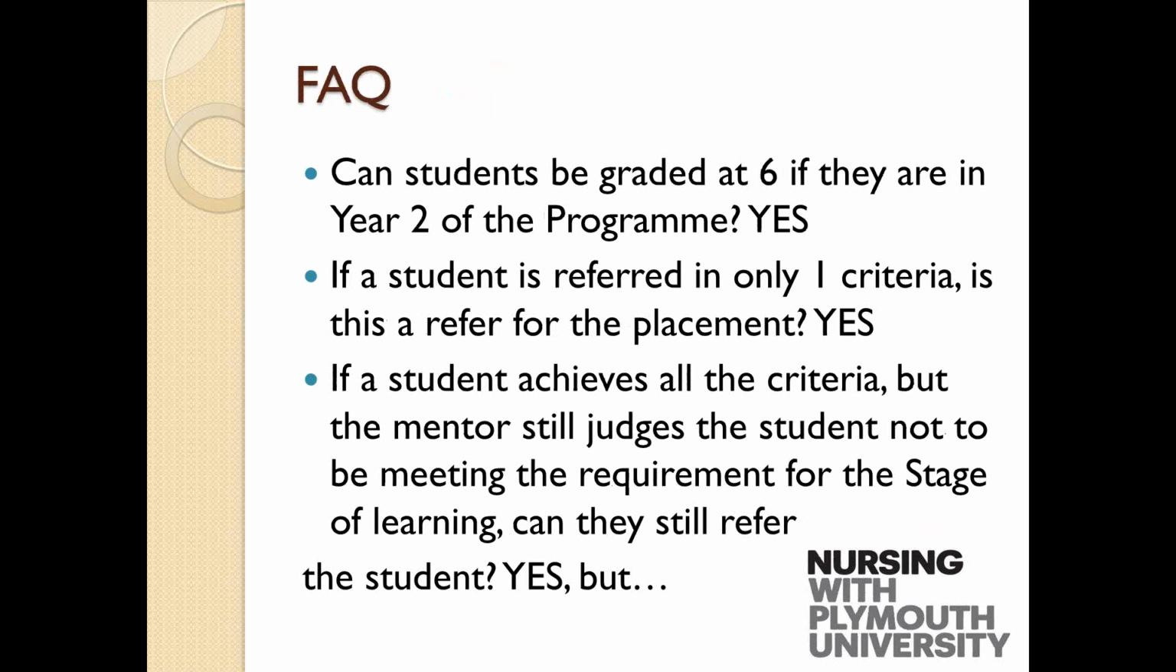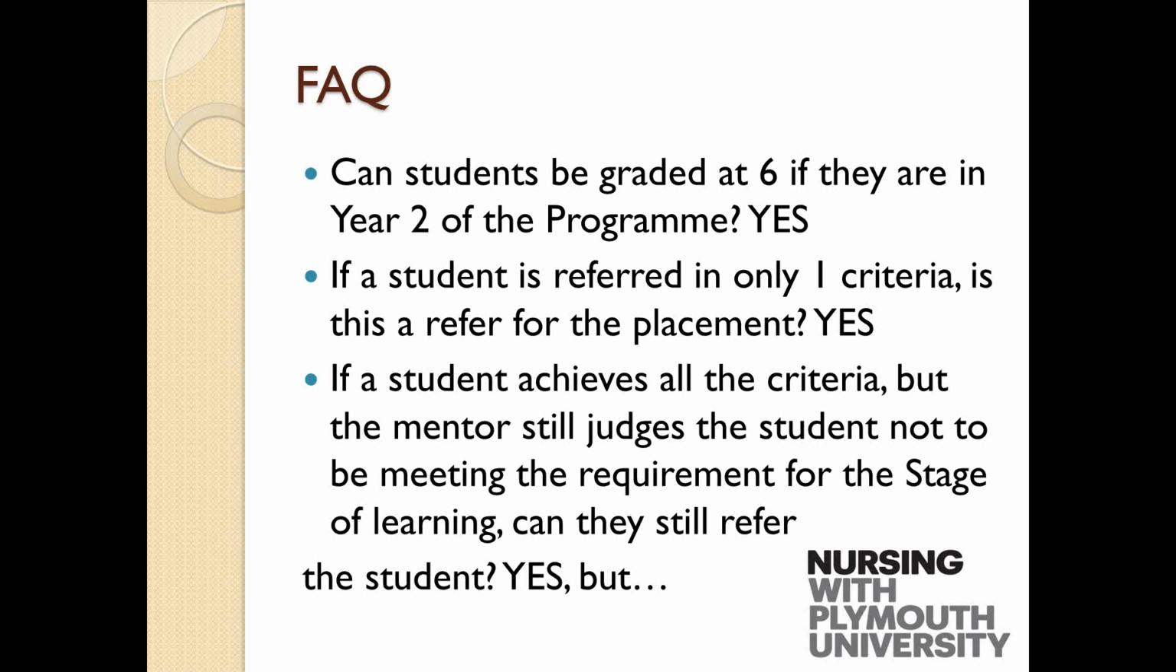Some frequently asked questions. Can students be graded at 6 if they're in Year 2 of the programme? Yes, if they meet the criteria and the evidence demonstrates that they have that level of knowledge and competence, they can be awarded a 6. If a student is referred in only one criteria, is this a refer for the placement? Yes, it is. It's not the number of the criteria that the student refers in, it is if any of the criteria are referred.